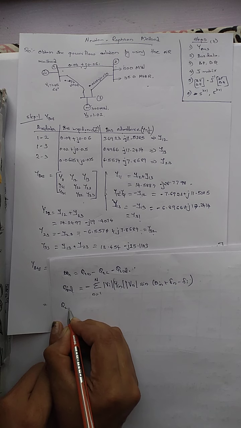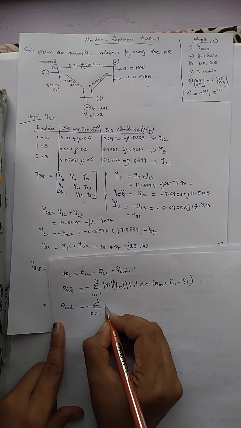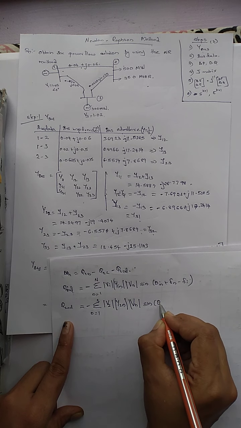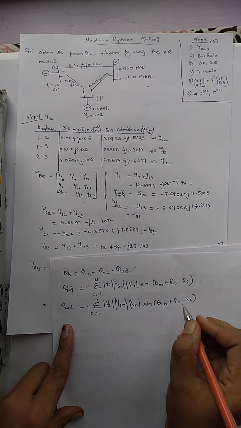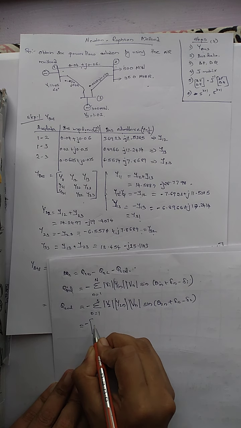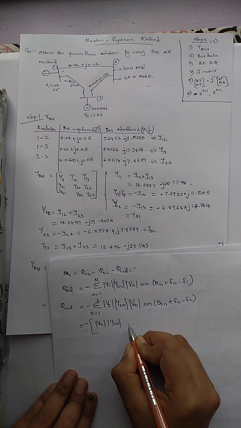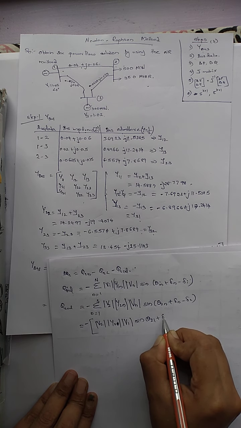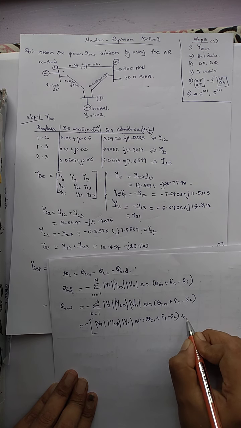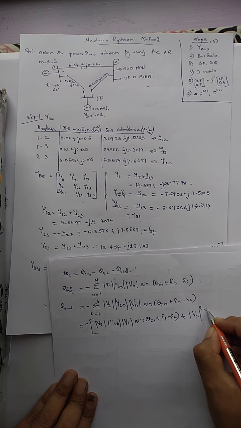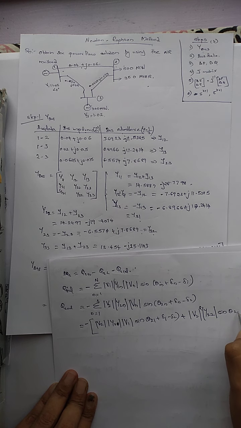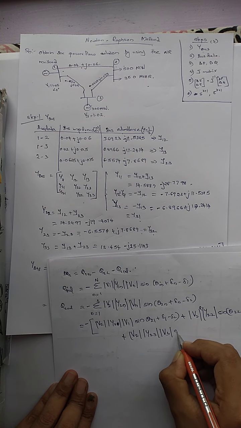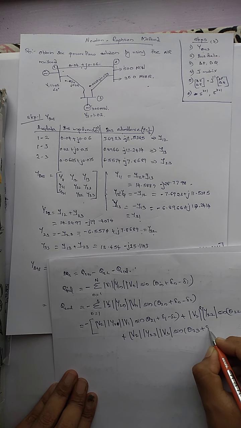Qi calculated. So Q2 calculated is equal to minus sigma n is equal to 1 to 3 V2 Y2n Vn sin of theta 2n plus delta n minus delta 2, and if I am substituting in my equation, that is minus of V2 Y21 V1 sin theta 21 plus delta 1 minus delta 2 plus V2 square Y22 sin theta 22 plus V2 Y23 V3 sin theta 23 plus delta 3 minus delta 2.